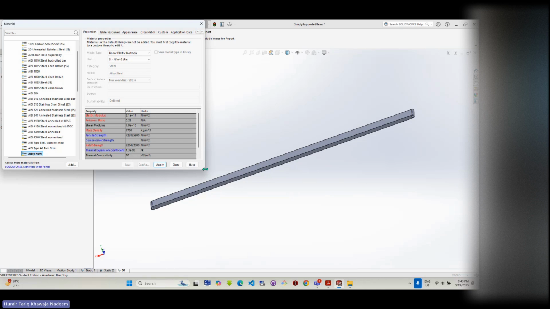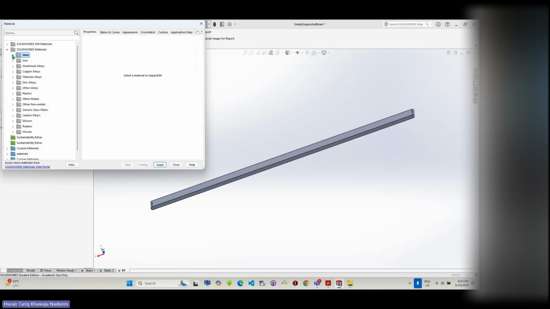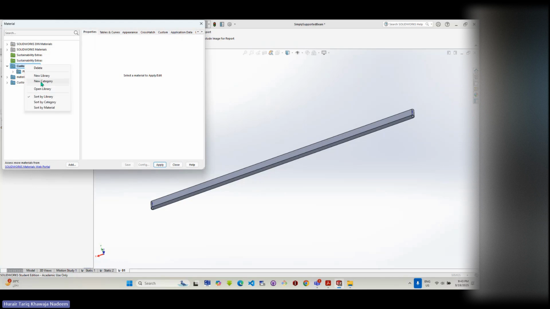Now these are all the materials available in SolidWorks. These are materials available in DIN, which Europeans normally use. So this is available in the SolidWorks library. This is also available in the SolidWorks library. These materials you can define by yourself. For example, if the material you want to use is not here, you can define it or create a new category. You can even create a new library. New category means you can define a new material under this category.